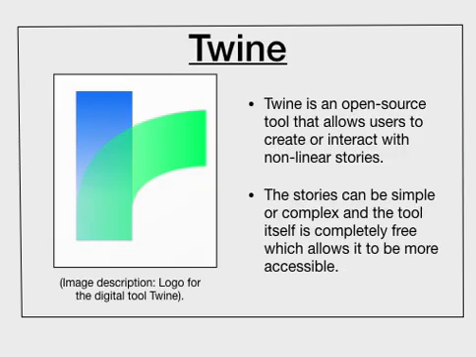As I mentioned previously, the reference guide for gender inclusivity online was created using the digital platform Twine. For those who may be unfamiliar, Twine is an open source tool that allows users to create or interact with nonlinear stories. The stories can be simple or complex, and the tool itself is completely free, which allows it to be more accessible. The blue and green image here on the left is the Twine logo.